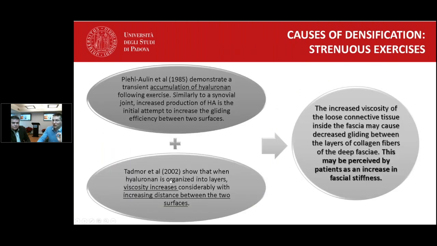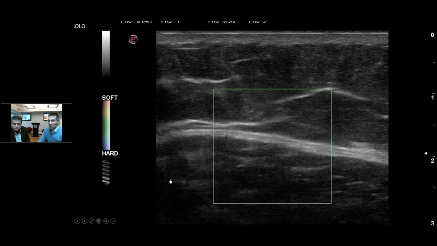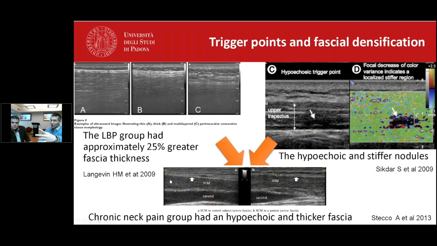So, about the densification, I think it is the most critical, most new information. There is little to tell you, look, if you have an accumulation of hyaluronic acid, this will generate an increase of the viscosity. Okay. So elastosonography is a good way to evaluate. Okay.